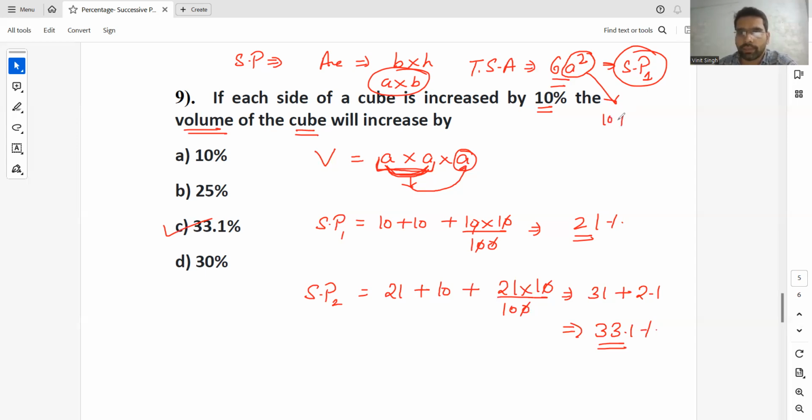So it is equal to 10 plus 10 plus 10 into 10 upon 100, which is equal to 21%. Now, because in total surface area we are getting a square, but in volume we are getting a cube, that's why we will apply the successive percentage formula twice.